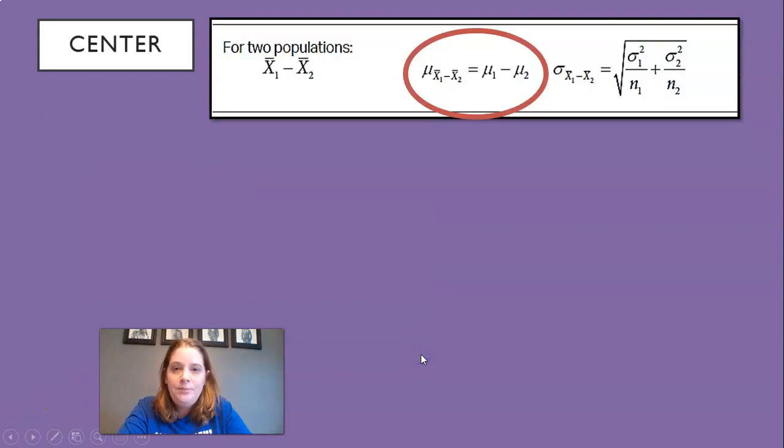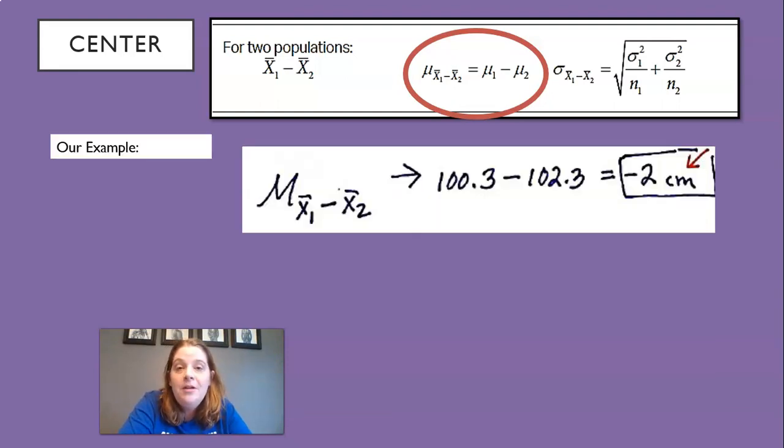All right, so when we talk about center, this is also on your formula sheet. So if you look down the back of your formula sheet, you're going to see for two populations, x bar 1 minus x bar 2 is the variable, and the mean of the difference of the two sample means distribution is just mu1 minus mu2. So you're going to see that this is very familiar to the proportions where it was p1 minus p2. So the mean of the sampling distribution is the difference of the means of the two population distributions.